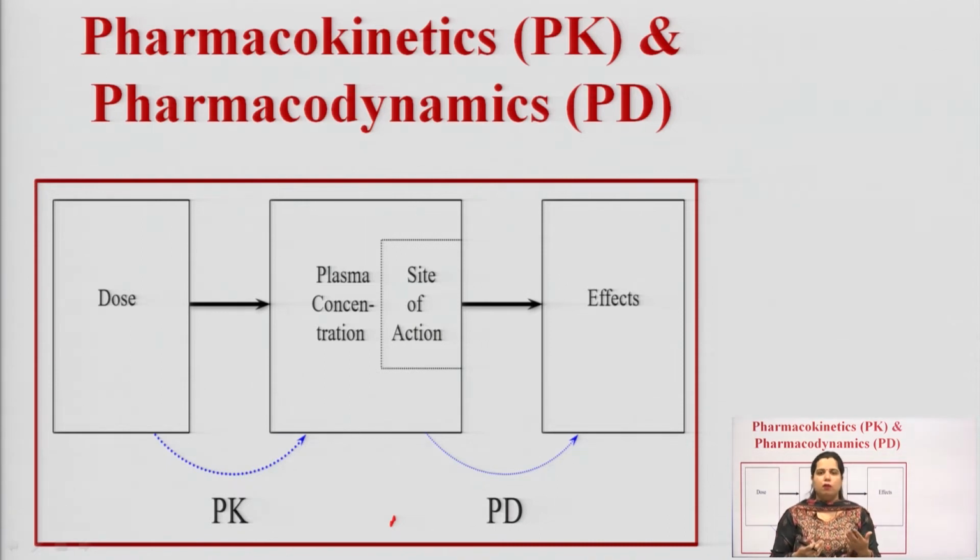Like paracetamol, which is an analgesic and antipyretic. After reaching the site of action, it will give you an analgesic or antipyretic effect, pain relief. Okay? So, once the drug reaches the plasma or blood, it will start showing effects. First we give the dose, then it reaches the plasma, the concentration is high, then the site of action, and then effects.